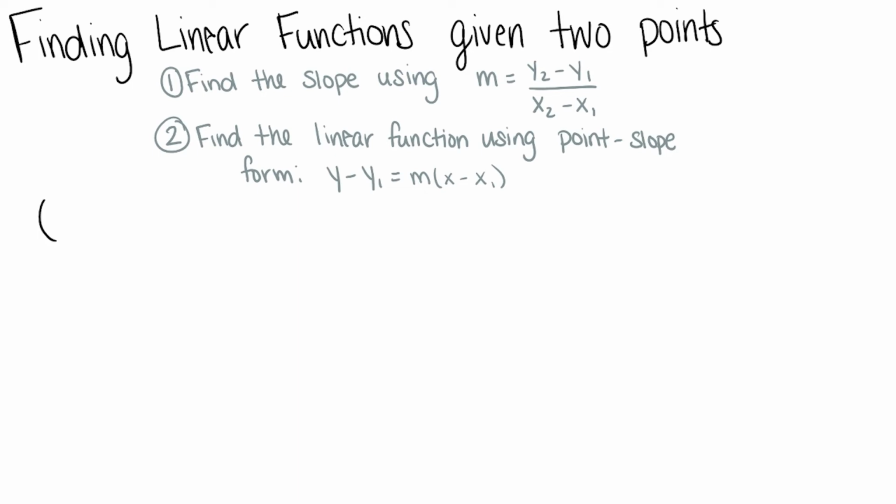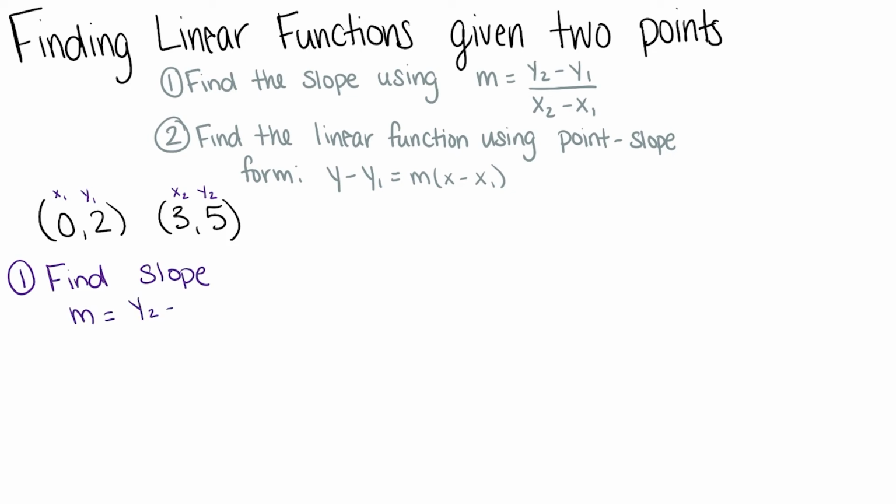Say we have the points (0, 2) and (3, 5). So x1 is 0, y1 is 2, x2 is 3, and y2 is 5. So let's start by finding the slope. Our slope formula is y2 minus y1 over x2 minus x1. So we have 5 minus 2 over 3 minus 0. This gives us 3 over 3, which is equal to 1, so our slope is 1.